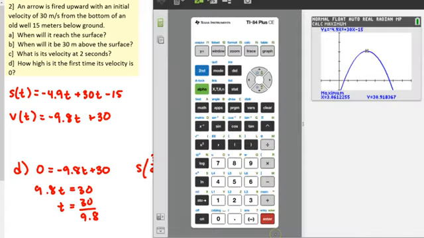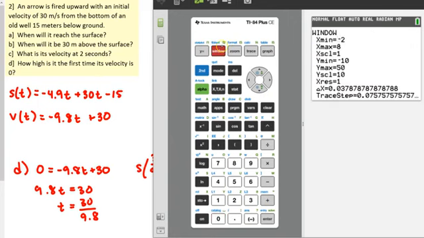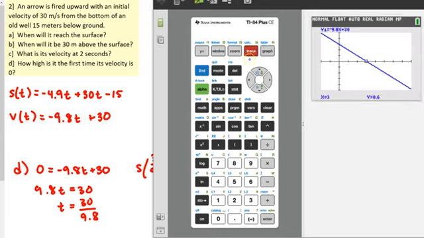Now let's go back to part C. What's the velocity at 2 seconds? So I'm going to clear out my equation for position and type in my equation for velocity and change my window. Let's go with maybe negative 50 to 50 for the y values. That way we see the positives and the negatives. And at time 2, I'm going to press trace, type in a 2, press enter, and there we have the point, and it has a y coordinate of 10.4. So the velocity was 10.4 meters per second at that moment.